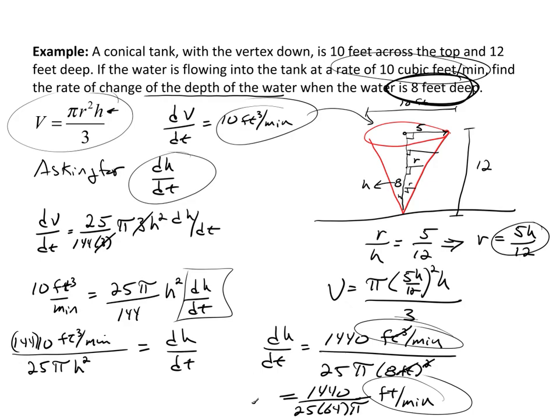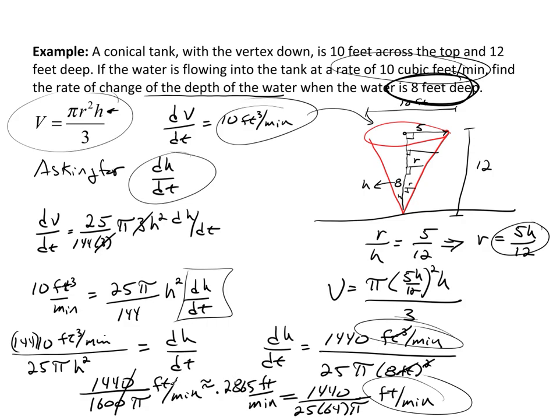Now if we want to simplify this a little bit more, I'll do it over here. This would be 1440 over, see, 25 times 64 gave me 1600π. These zeros will cancel. Of course, I'm still at feet per minute. So I guess I could leave this at, well, I could reduce it farther. I'll let you mess around with that. If you wanted an approximation, then if you put this in a calculator, you're going to end up with 0.2865 feet per minute.